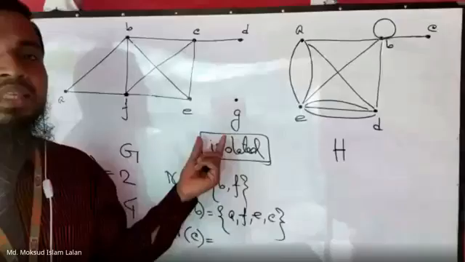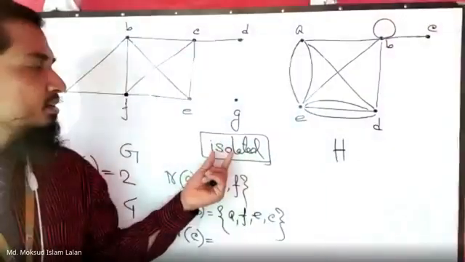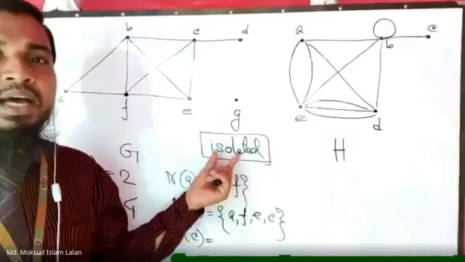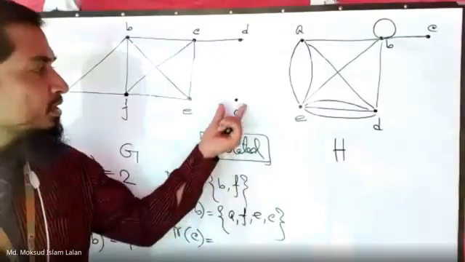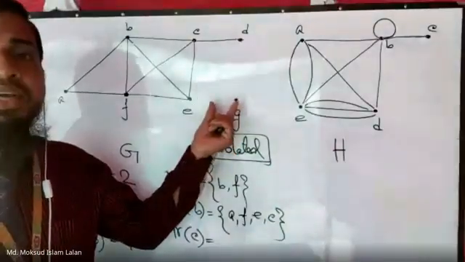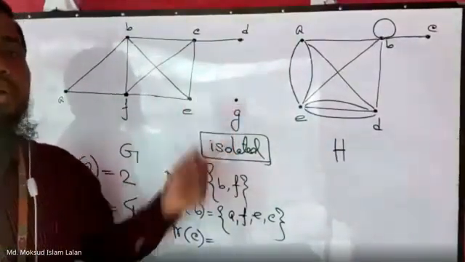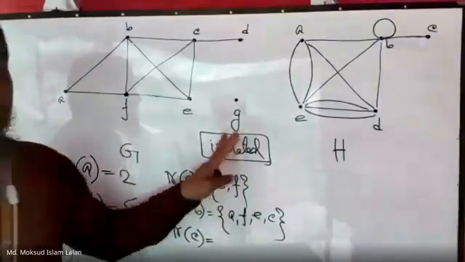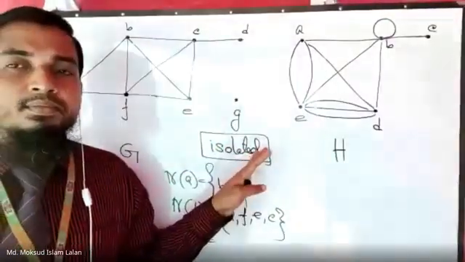Do you understand? Isolated vertex means, if the degree of a vertex is 0, that is called an isolated vertex. Isolated, clear? Yes, sir.